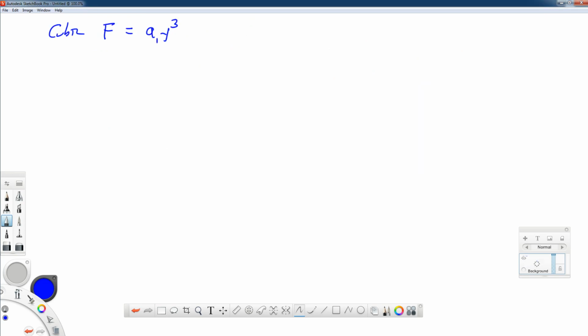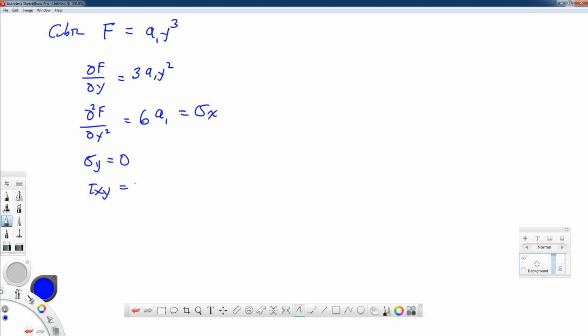All right, instead of a quadratic form, let's look at a cubic form. Now this isn't a super general form, but let's just take our Airy stress function f to be equal to a1 times y cubed. Now remember, if I take the partial derivative of f with respect to y one time, I'm going to get 3a1y squared. If I take the second partial of f with respect to y again, I'll get 6a1, and that would be equal to the value of sigma x. Clearly, if we were to go and find the same expressions for sigma y, we would get 0, and tau xy would also be equal to 0.